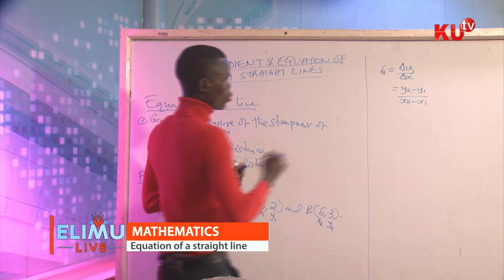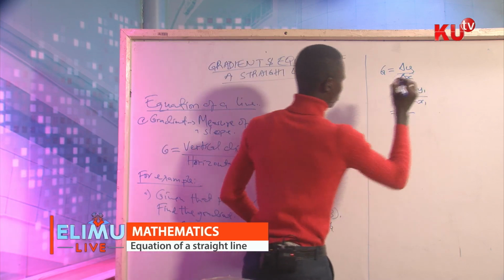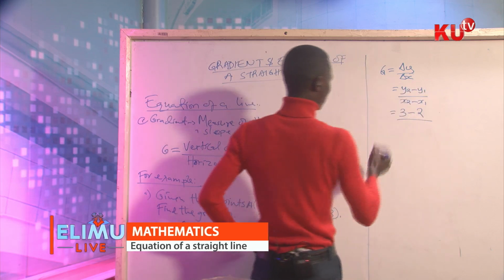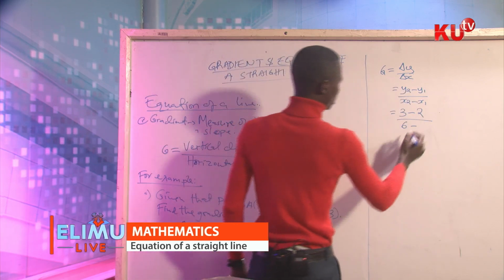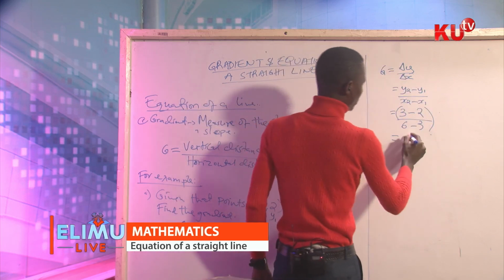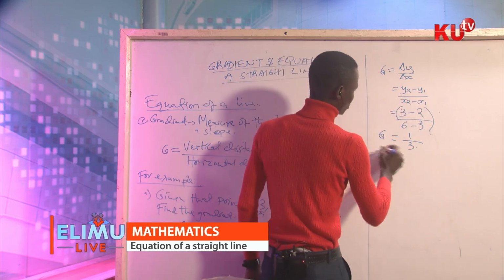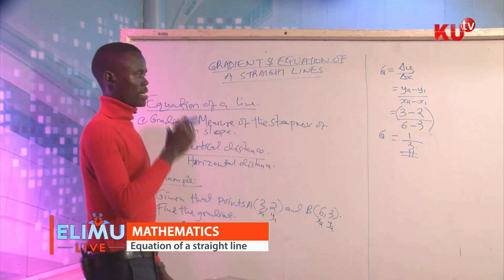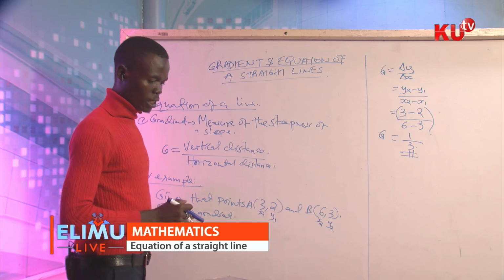Now we come and identify the values. What is y2? y2 is 3. Fantastic. Minus y1. y1 is what? 2. Over x2, which is 6, minus x1, which is 3. So the change in y will be 1 over the change in x, which will be 3. Therefore, our gradient will be a third.